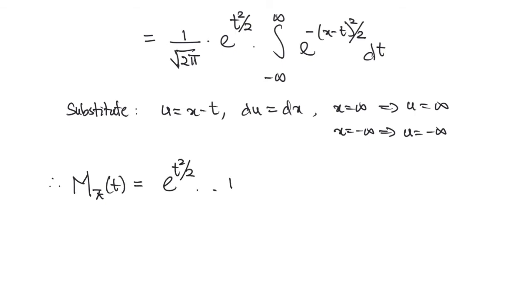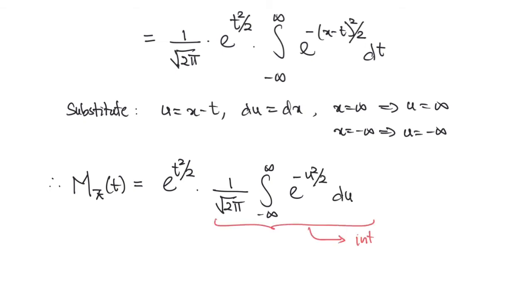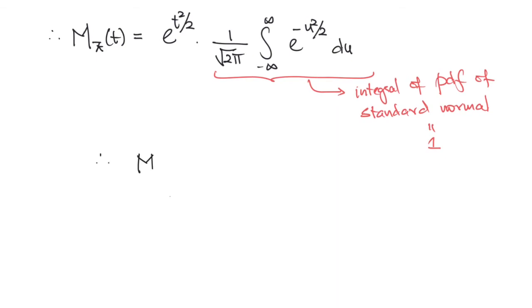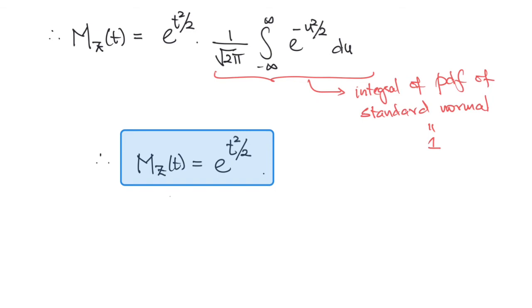And putting all of this together, we will get that the moment generating function for Z is going to be e to the t squared divided by 2 times the following integral, which turns out is the integral of the PDF of the standard normal distribution, which is equal to 1. As a result, we get that the moment generating function for the standard normal distribution is exactly equal to e to the t squared divided by 2.